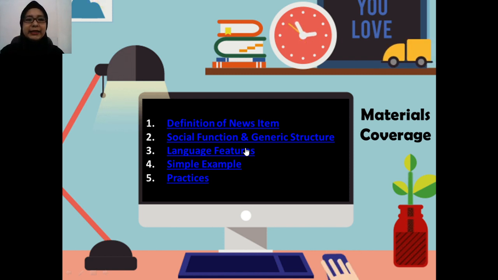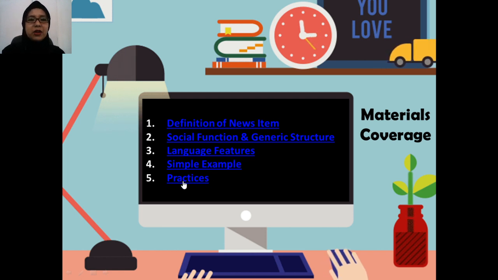Oke. And then after that, of course, I'm going to show you a simple example and how we are going to analyze this text in generic structure. And then last one, number 5, you're going to have some practices just to make sure that you get the whole idea of news item text. Alright, ready to dive deeper? Let's hit the number 1 button about definition.